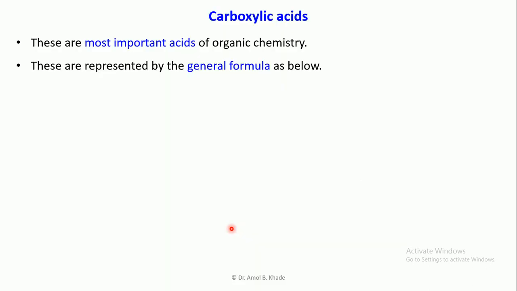What are carboxylic acids? Carboxylic acids are the most important acids in organic chemistry, and these acids are represented by the general formula as below. So there is an alkyl or aryl group and there is a carbonyl group connected to the OH. So it is COOH. This is referred to as the carboxylic acid, and this group is very important in organic chemistry.